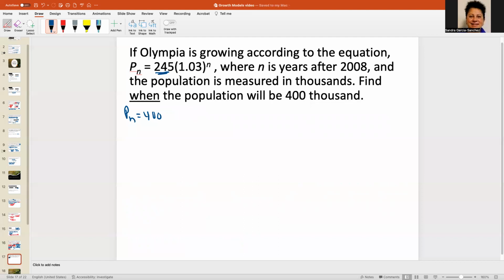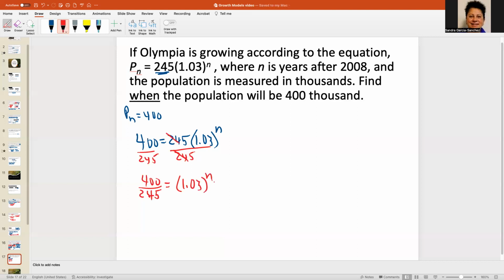And so when I translate this into the equation, it's going to be 400 equal to 245 times 1.03 elevated to the n power. Again, the first thing we're going to do is divide both sides by 245. Do not solve that yet. Let's do all the algebra first, and then you solve it because it's easier. And this is what I have left.